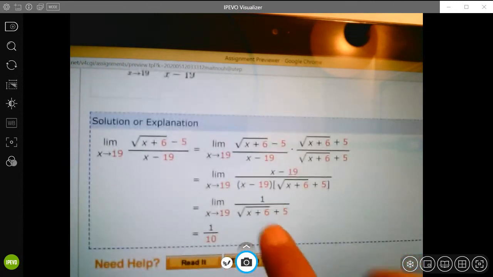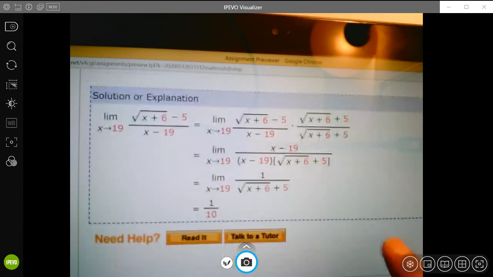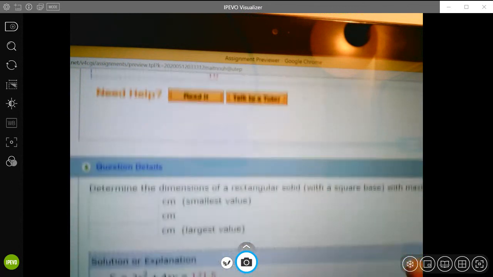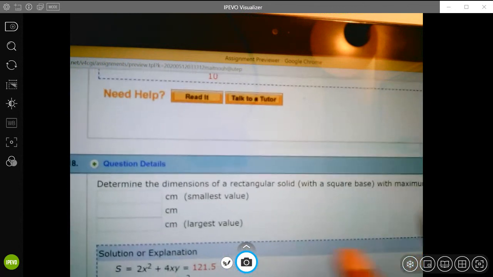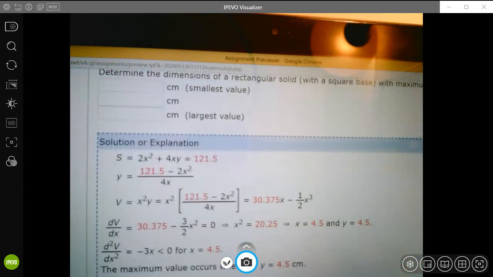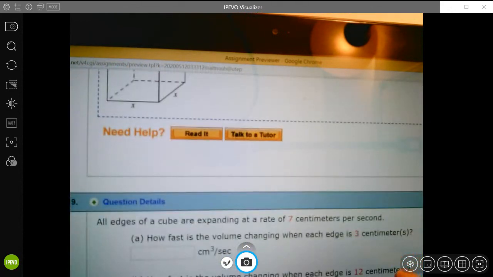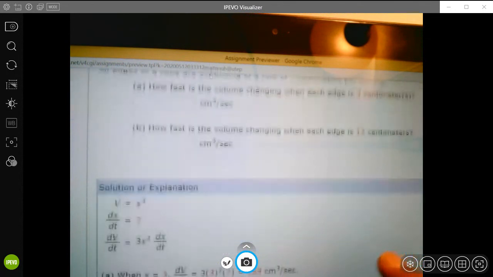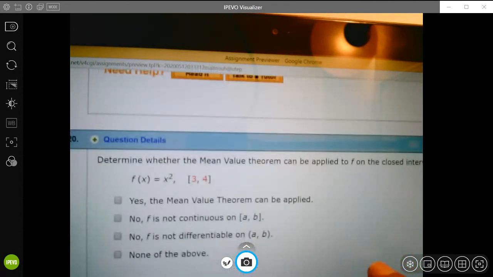Then here you plug in 19, you will get 25. Square root of 25 is 5. 5 plus 5 is 10, so the answer is 1 over 10. Okay, this has to do with optimization. We covered it before. I'm not going to do it. Same with related rates. So if I have time tomorrow, I will go over some of these problems.